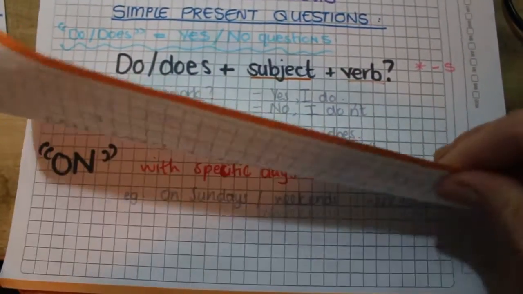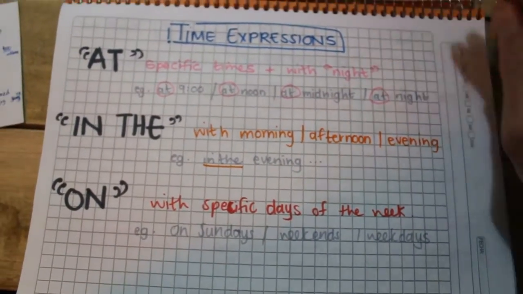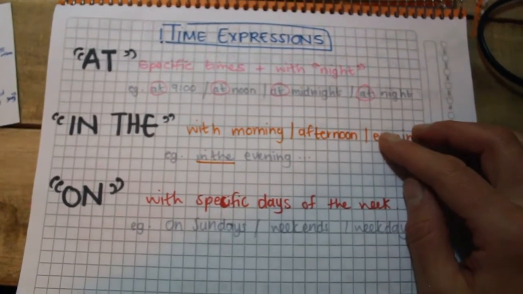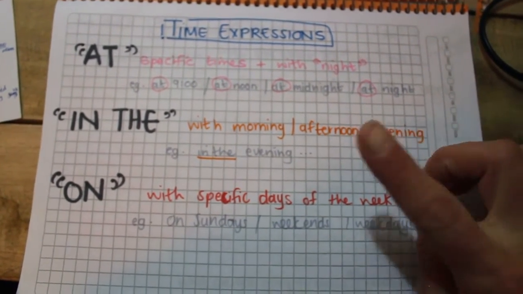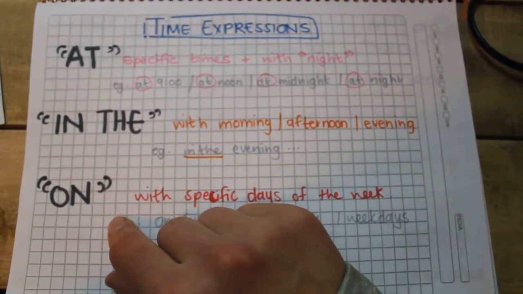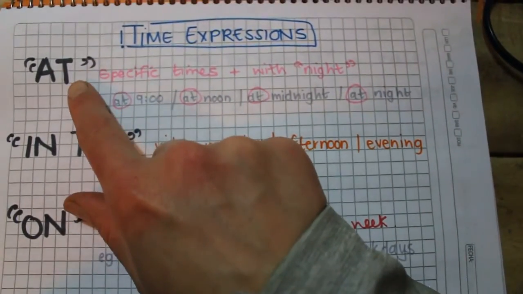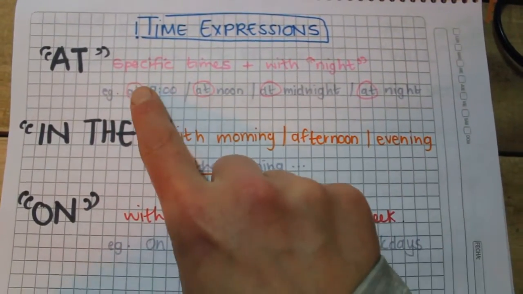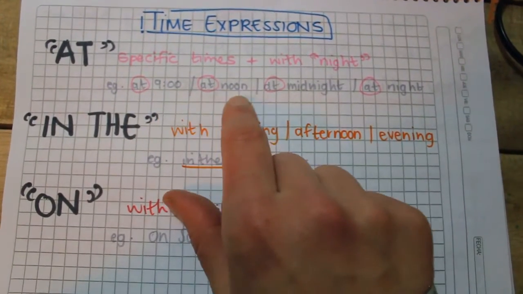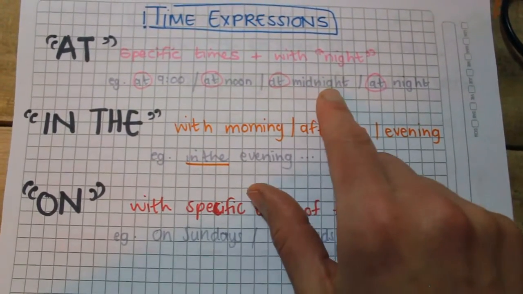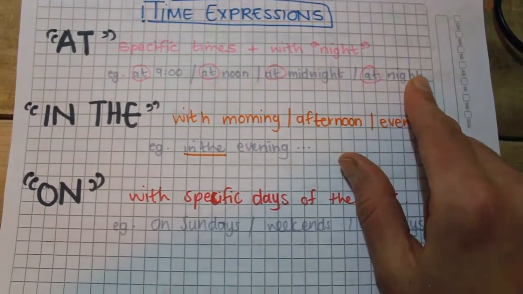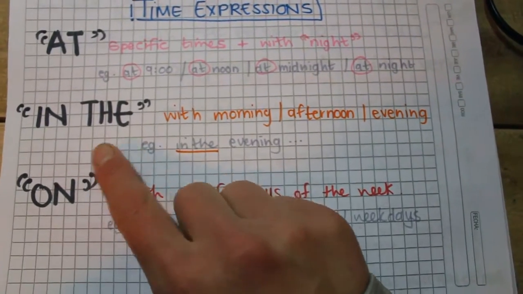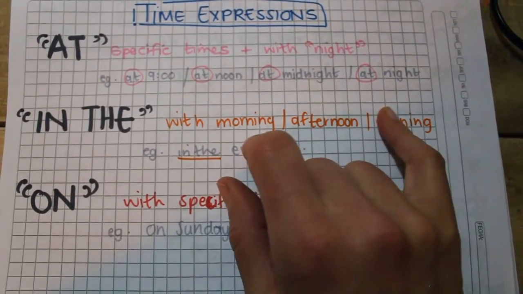Then we're also looking at time expressions, and we're going to look at at, in the, and on. At we use for specific times and with night. So for example, at 9 o'clock, at noon, or at midnight, or at night. In the we use with morning, afternoon and evening.